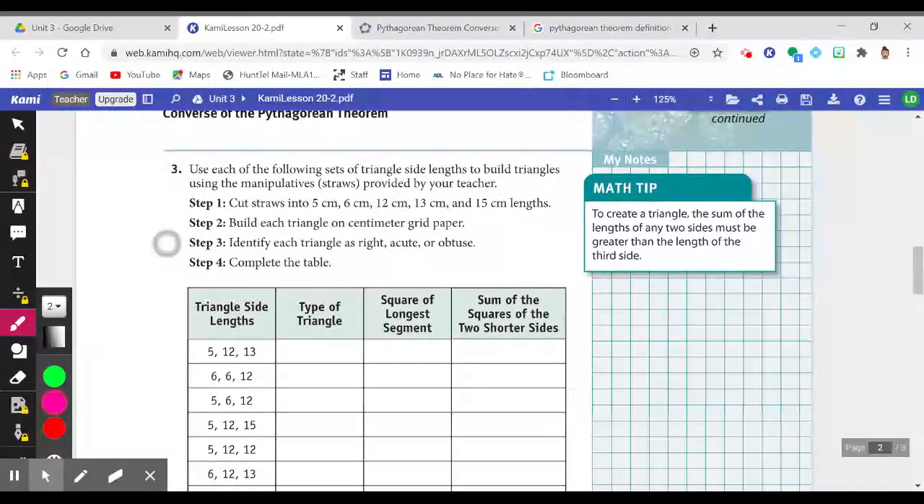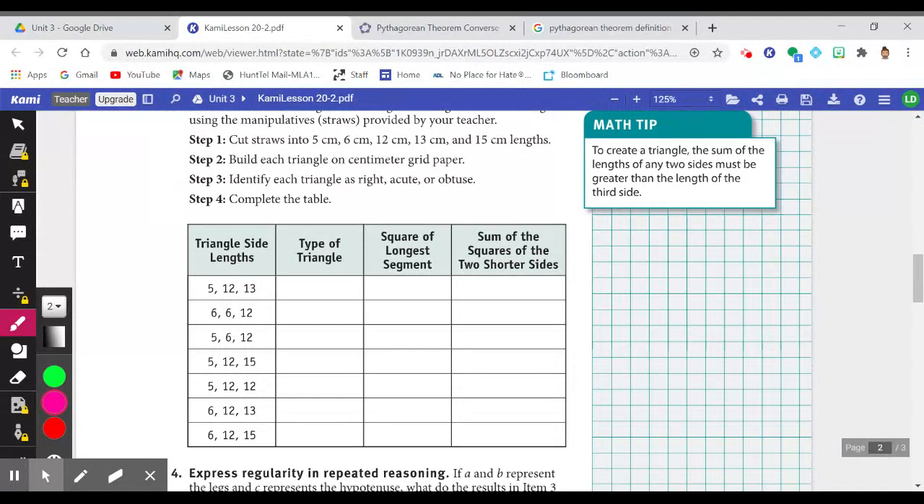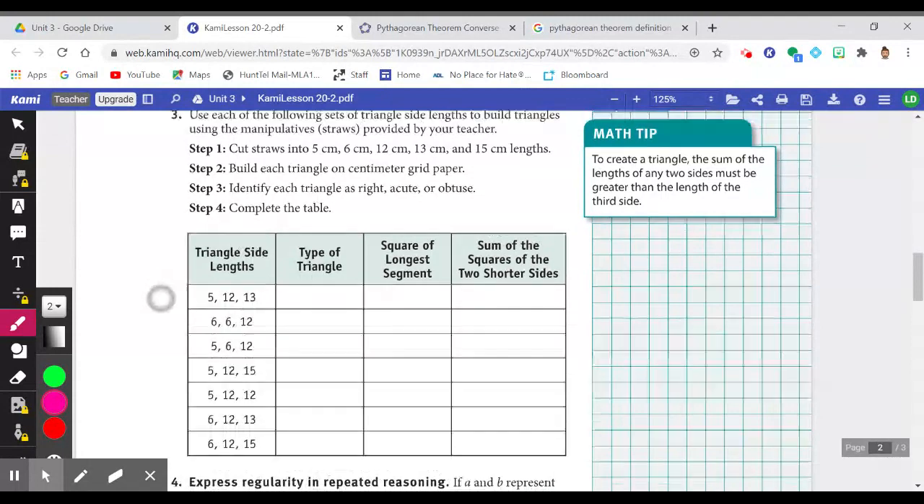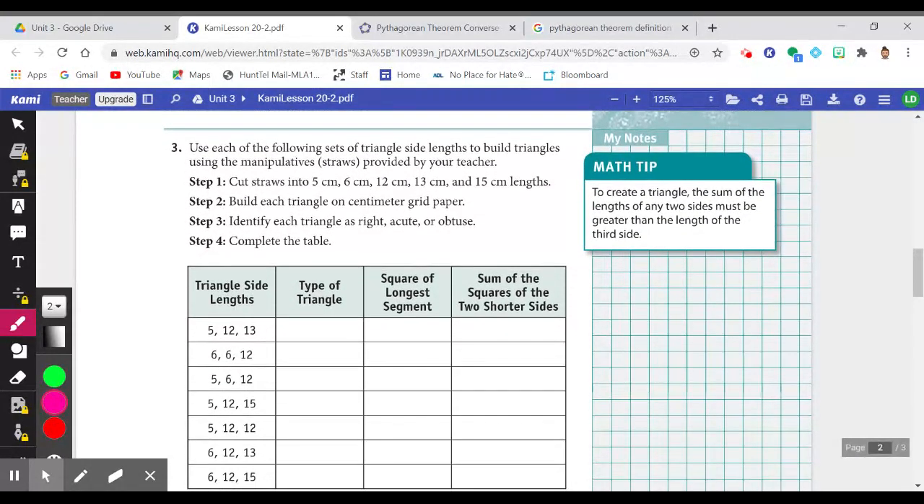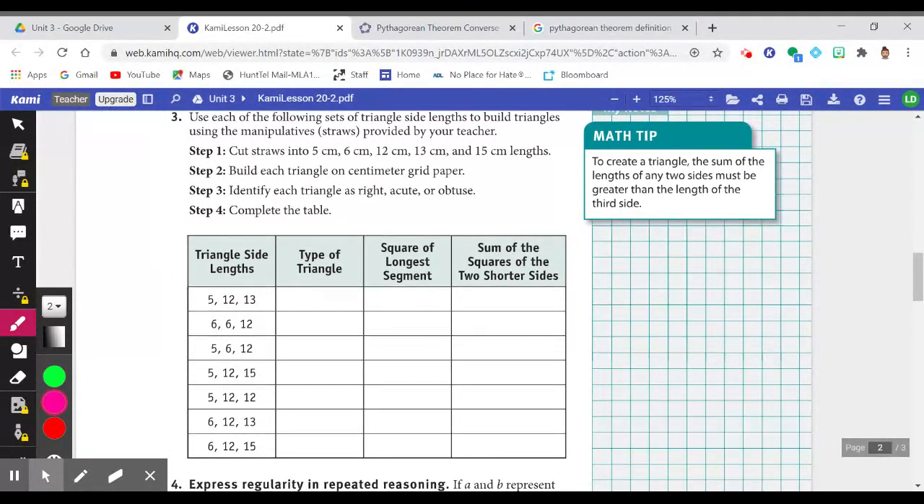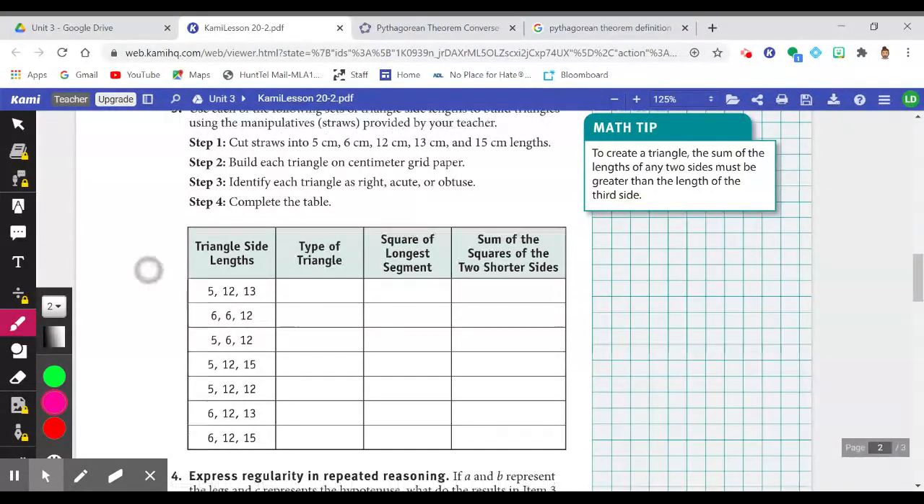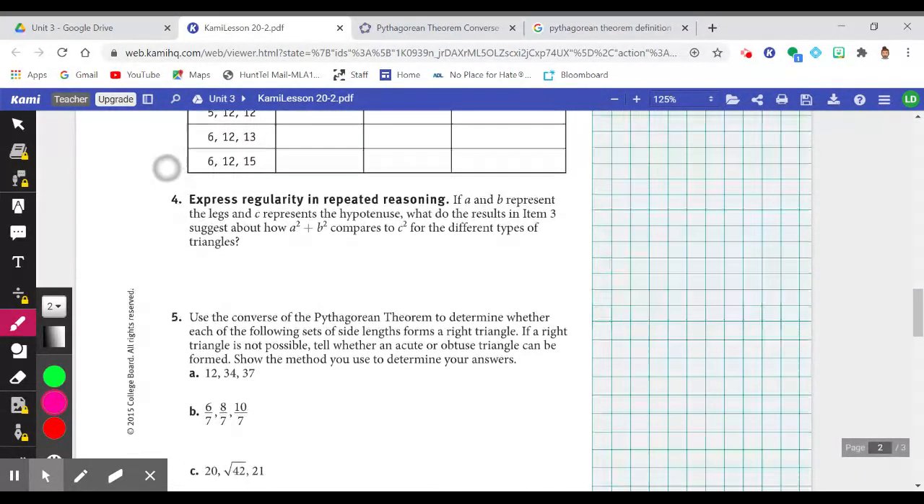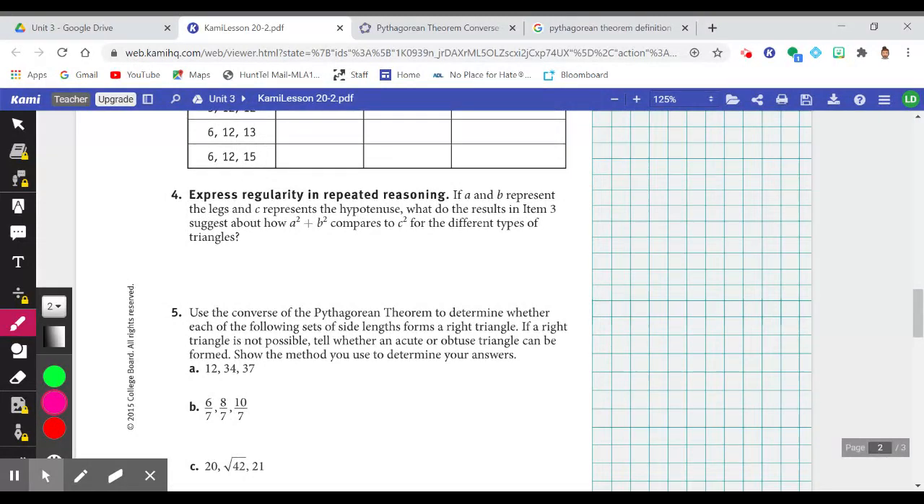Now, the activity on the next page is a pretty awesome activity. Unfortunately, doing this virtually or through the computer, it doesn't really lend itself to me showing you how to use straws cut at these lengths to determine what type of triangle it is, but it would be an excellent activity on your own.